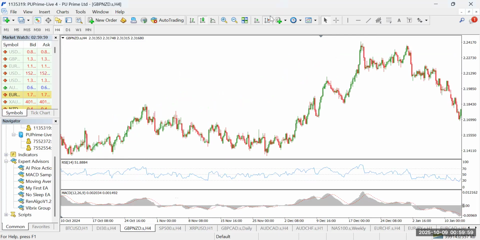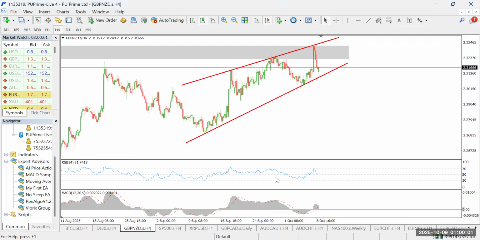And for entries, we may go down to 4 hour, and you can see clearly the rising wedge. So price may either break out outrightly or we'll see a retracement and eventually a breakout either way. But then I'm bearish on the GBPNZD.